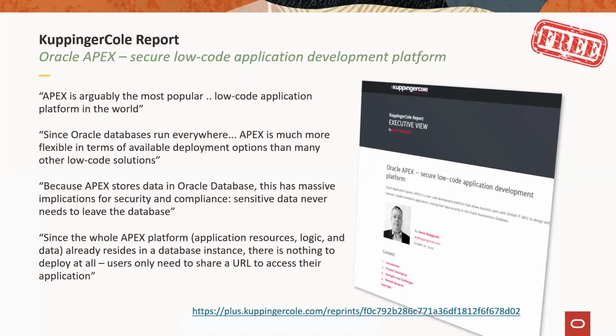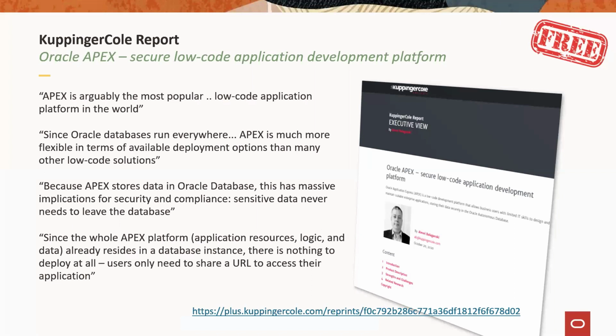Because Apex stores data in Oracle database, this has massive implications for security and compliance. Sensitive data never needs to leave the database. How cool is that, right? It's secure out of the box. You don't have to do anything other than build your application, and the security comes with it. Since the whole Apex platform, application resources, logic, and data already reside in a database instance, there's nothing to deploy at all. Users only need to share a URL to access the app.